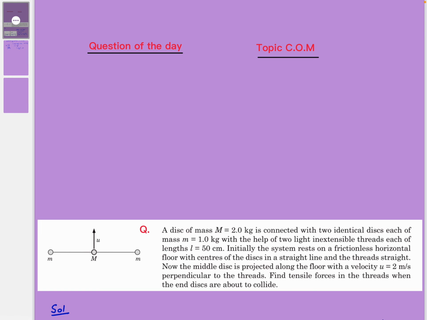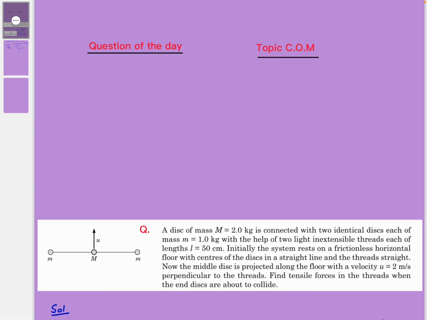Basically, on a horizontal smooth surface, we have three blocks, or you can say three discs. The middle disc has mass 2 kg and the outer discs have mass 1 kg. The middle and outer discs are connected with a string of length 50 cm. The middle disc is projected with a velocity of 2 meter per second. We need to find the tension in the string when the end discs are about to collide.